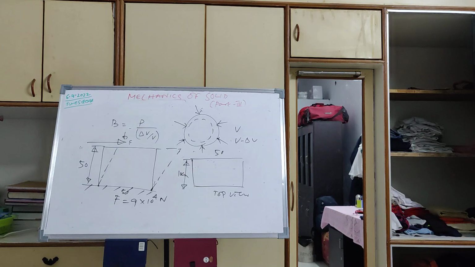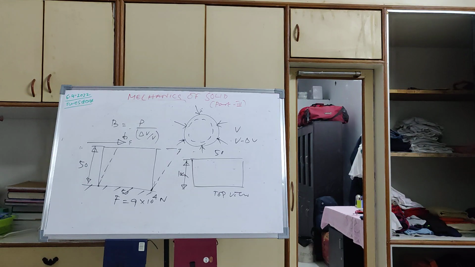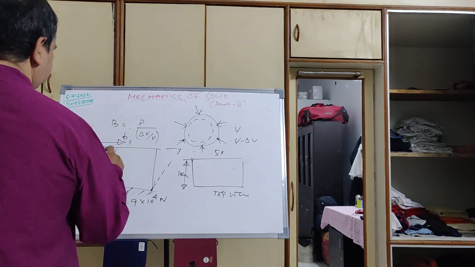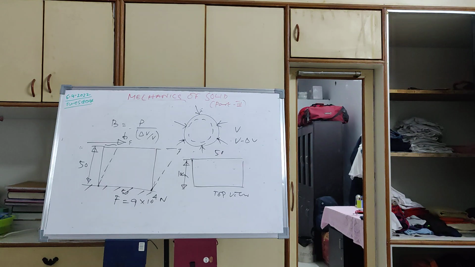The lower edge is riveted to the floor, so it is fixed. The question is, how much will the upper edge get displaced? What is the value of this displacement?